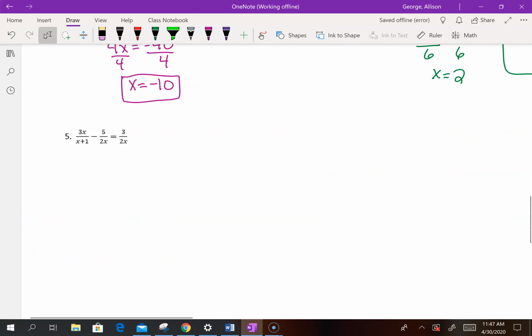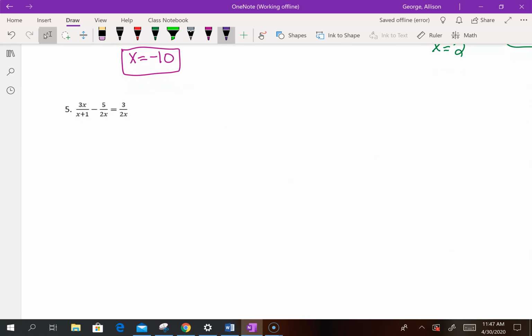Alright, last one for today. Alright, so for our LCD, we've got x plus 1 times 2x, and then we also have a 2x in the next one, so we don't need to add it in. So we're going to end up with 2x times x plus 1 as our least common denominator. So we're going to go through and multiply everything by that.